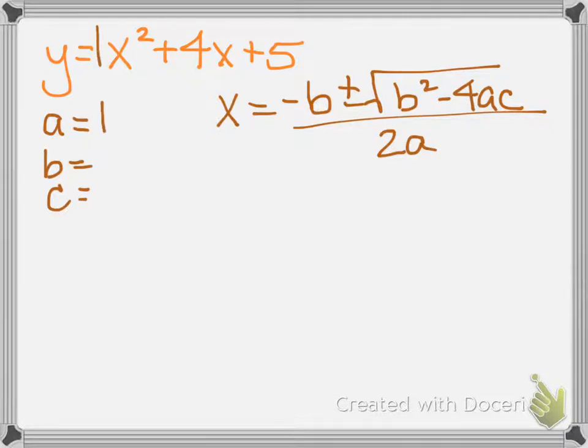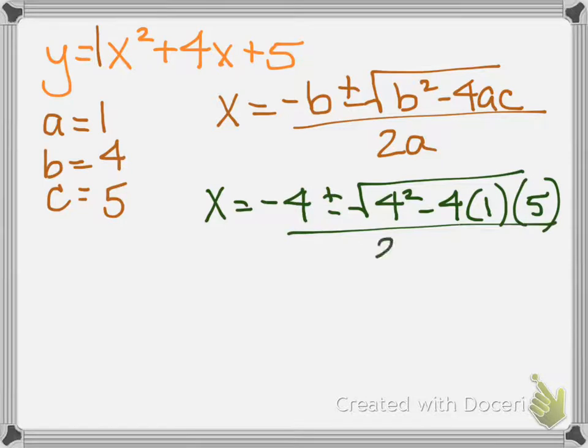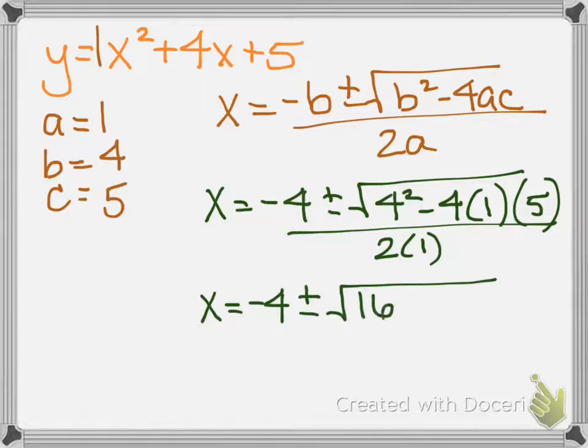So a is 1, b is 4, c is 5. So let's go ahead and plug these numbers in. x equals negative 4 plus or minus the square root of 4 squared minus 4 times 1 times 5, divided by 2 times 1. So we get x equals negative 4 plus or minus the square root of 16 minus 20, since 4 times 1 is 4 and 4 times 5 is 20, divided by 2 times 1, which is 2.